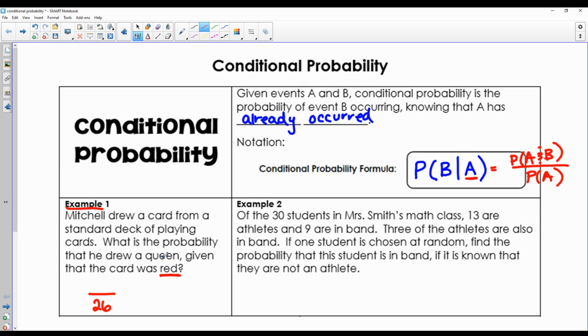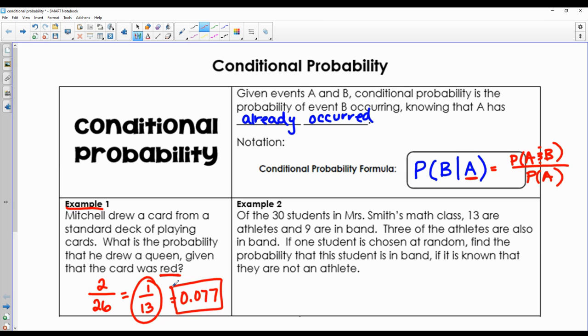We want to know the probability that he drew a queen. Well, again, you're only looking at the red cards. Don't look at all the queens in the deck. Look at how many are A and B. How many are red and queen cards? Well, there's the queen of hearts and there's the queen of diamonds. So there's just 2 right there. So your probability would be 2 over 26, or you could say 1 over 13 would be fine. You could even plug this into your calculator and do 1 divided by 13, which is 0.077. And that's your probability.